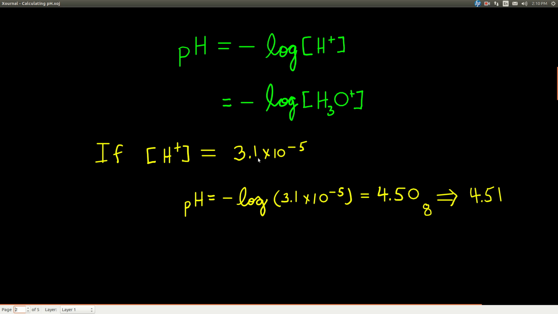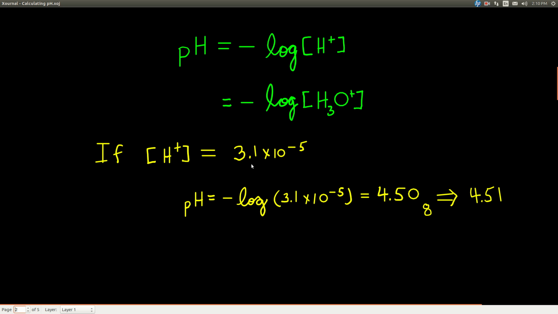Now, before we saw that we could just look at the concentration of hydrogen ion if it was 1 times 10 to a power. So if the concentration of hydrogen ion, for example, was 1 times 10 to the minus fifth, we could say right away the pH was 5. If it was 1 times 10 to the minus 6, the pH was 6. But what if this number here isn't 1? That's what we're doing here.